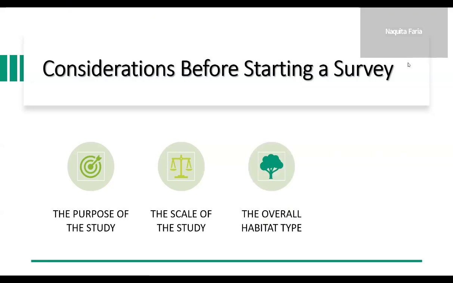The third thing we look at is the overall habitat type. This will affect the kind of survey techniques you need to do. And obviously the resources available. When we're in more remote areas, obviously our resources are a little bit more limited. So we have to consider all these different factors before we start any type of vegetation surveying.